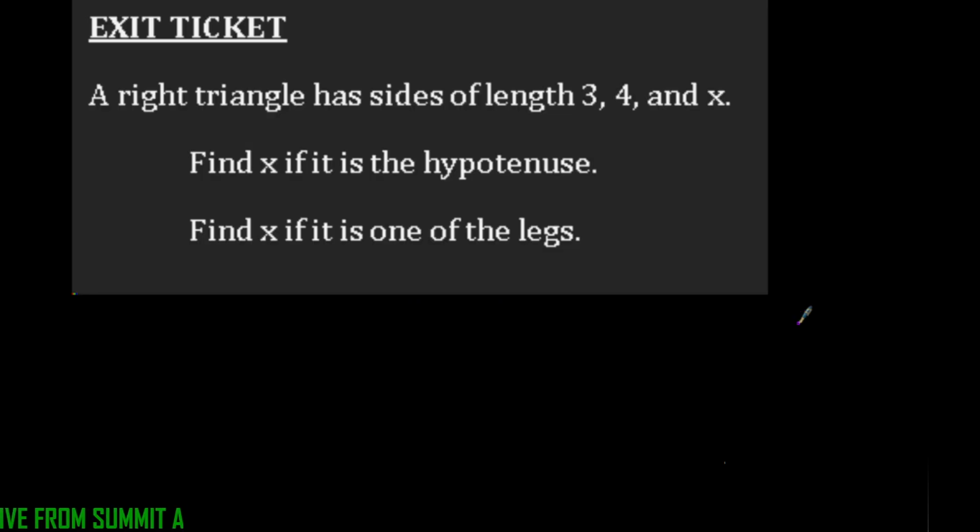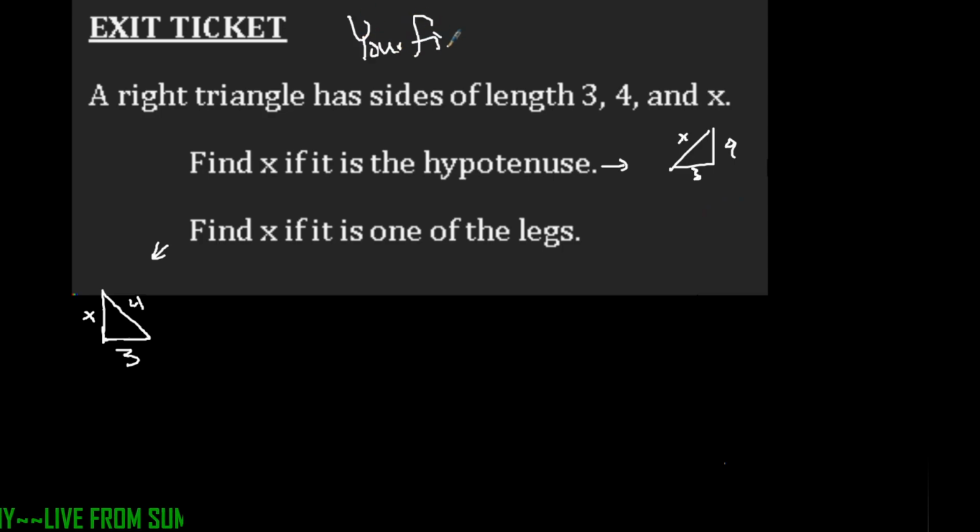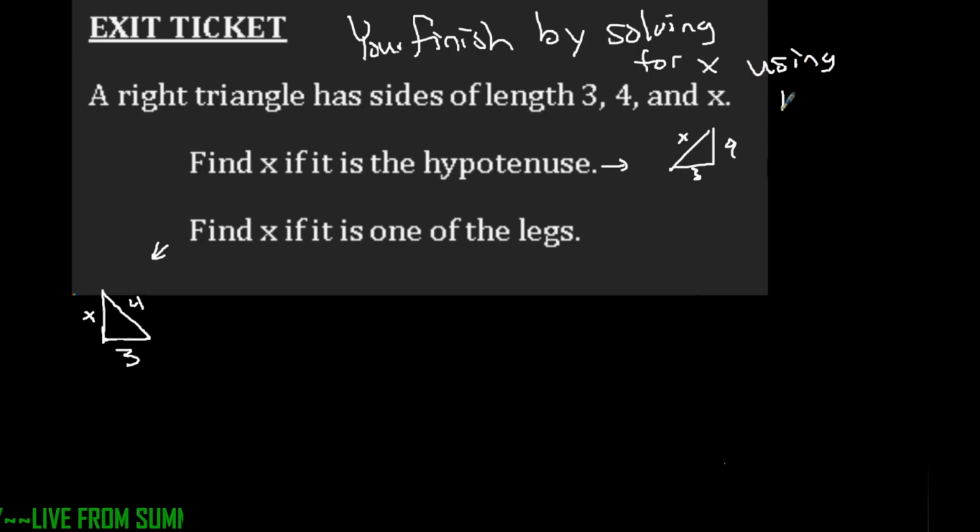And lastly, at the bottom, it has that little exit ticket for you. It says a right triangle has 3 sides, 3, 4, and x. And now it says 2 different situations. Find x when x is the hypotenuse. It should look like this: x, 3, 4. And for this one, it's when x is one of the legs. So this is 4, and the other one is 3. Again, be able to solve for x using the Pythagorean theorem.